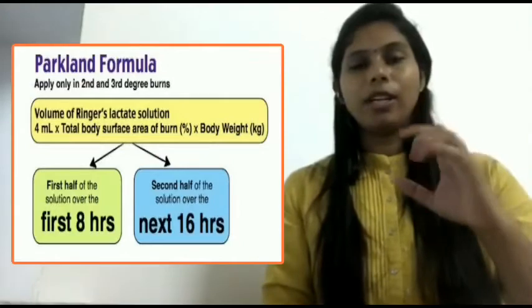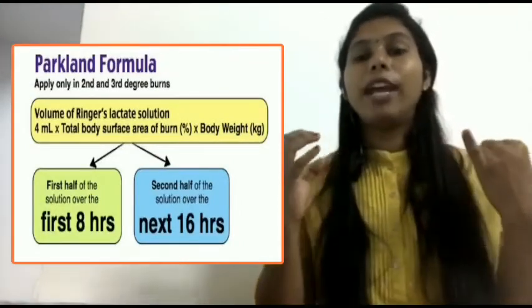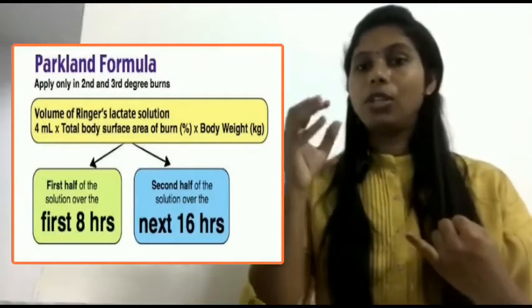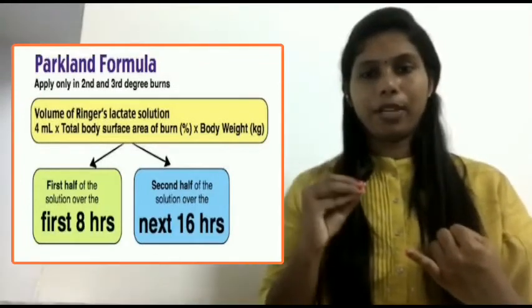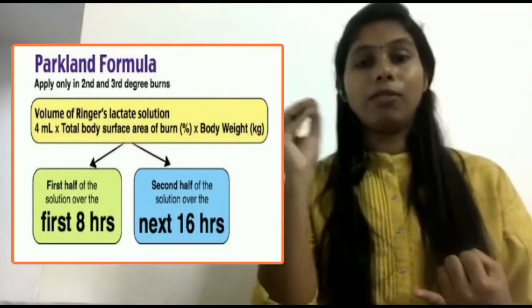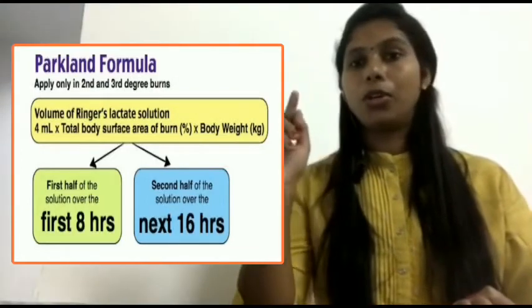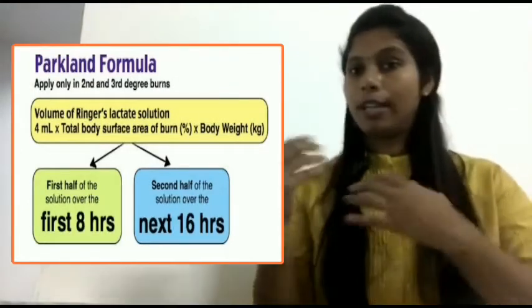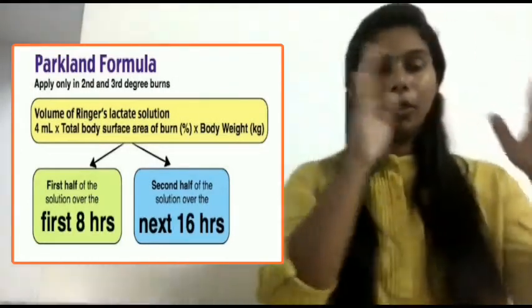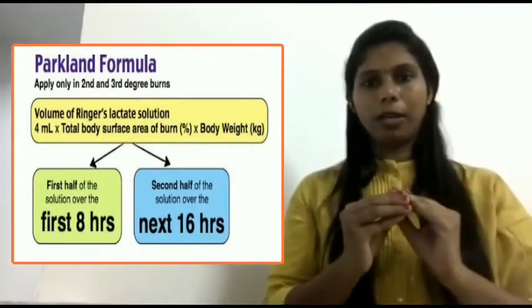In this one we should have three parameters. One, the weight of the patient, which we use in kilograms. In some question scenarios or situations we might get the weight in pounds. So 1 kilogram is equal to 2.2 pounds. So if you get pounds, try to convert to kilograms and then use it for the Parkland formula.